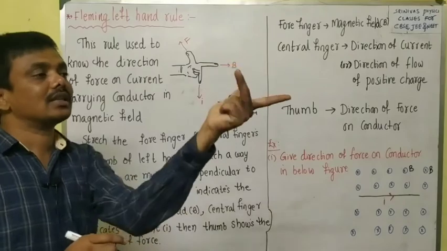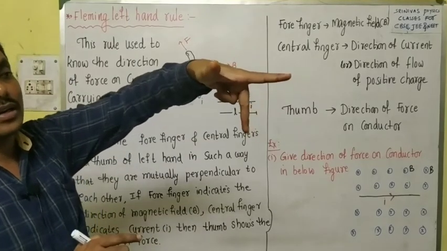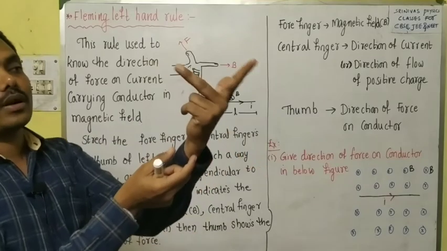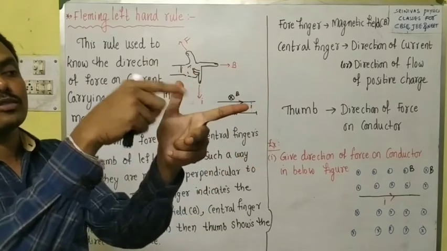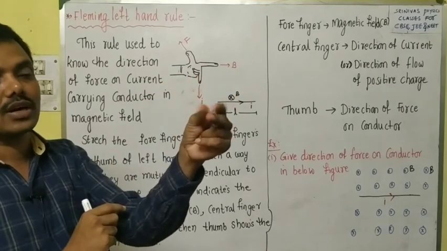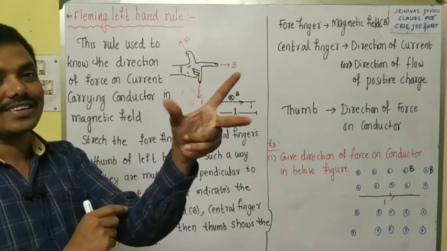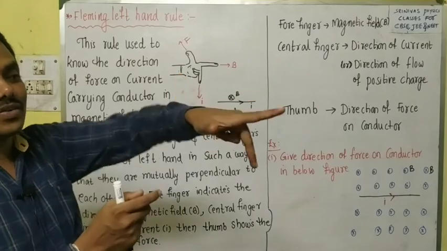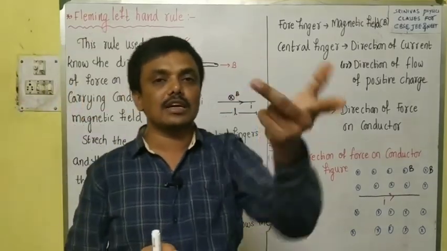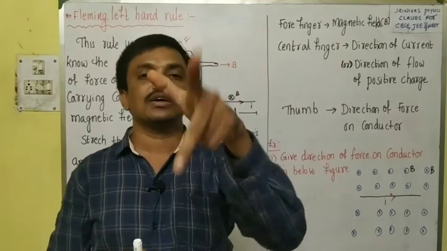While rotating like this, yes, you can rotate your wrist, but the fingers must always remain mutually perpendicular to each other. You should not change the fingers' relative positions. You can rotate like this, but always the fingers are mutually perpendicular to each other.